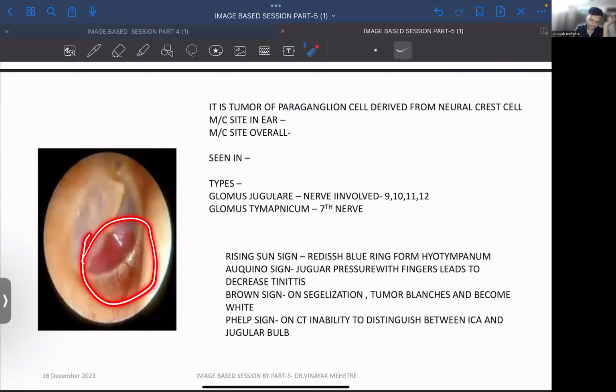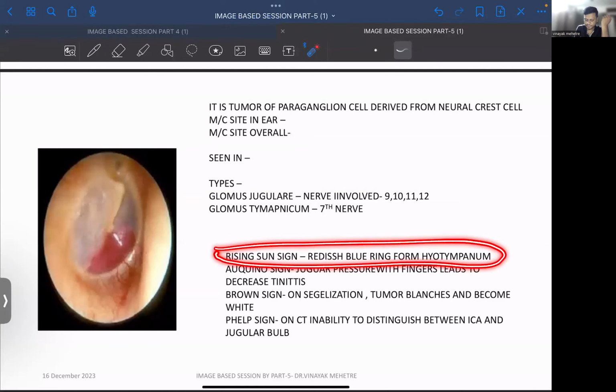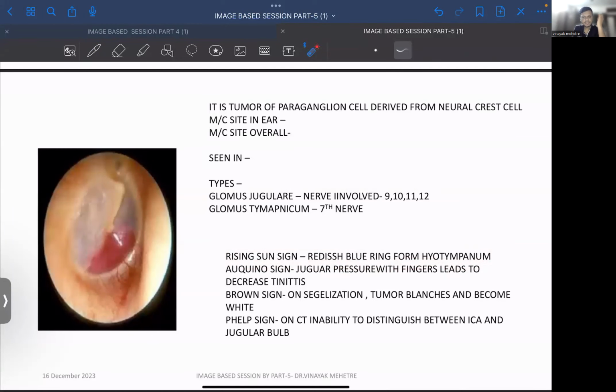Redness present है कहाँ पे? On the lower side of tympanic membrane. ये ऊपर की साइड होती है. On the lower side of tympanic membrane, right? क्या बोलते हैं इसको? This is called as a rising sun sign. Rising sun sign कहाँ मिलेगा?